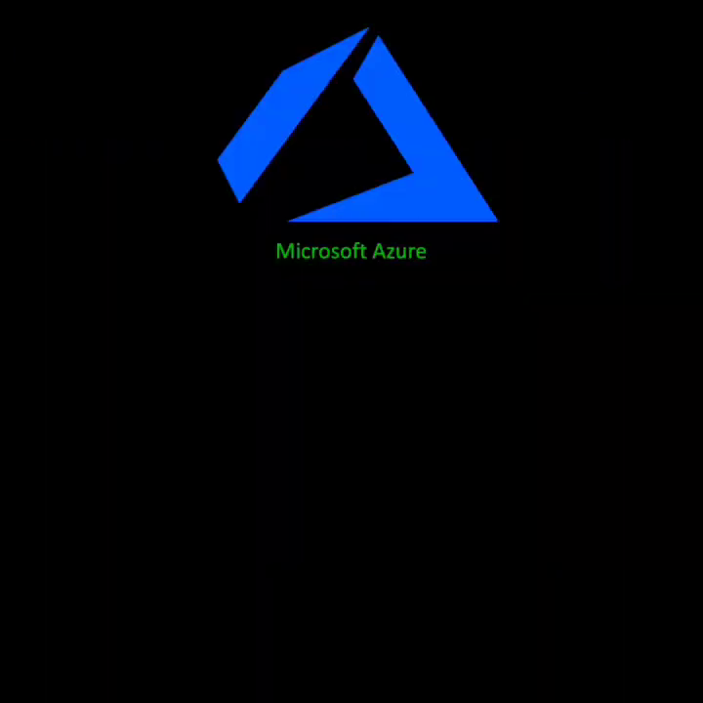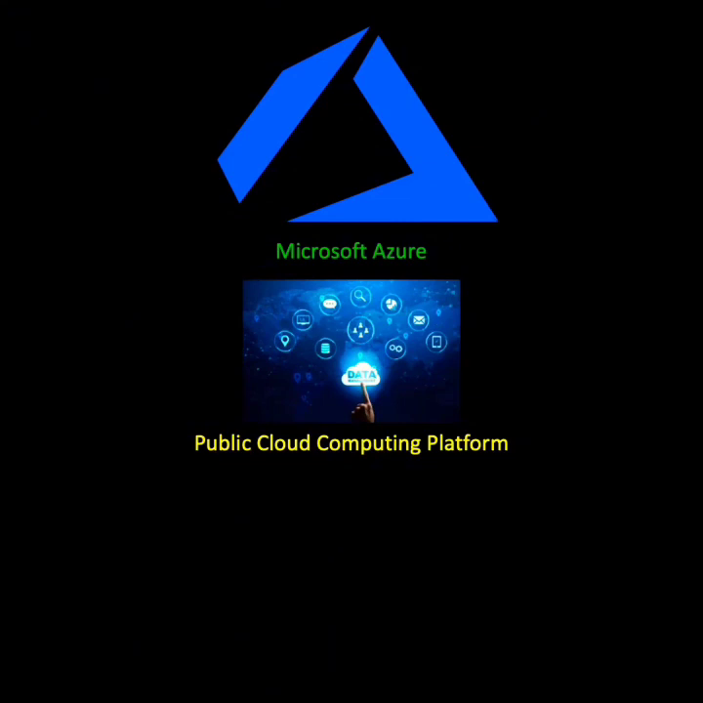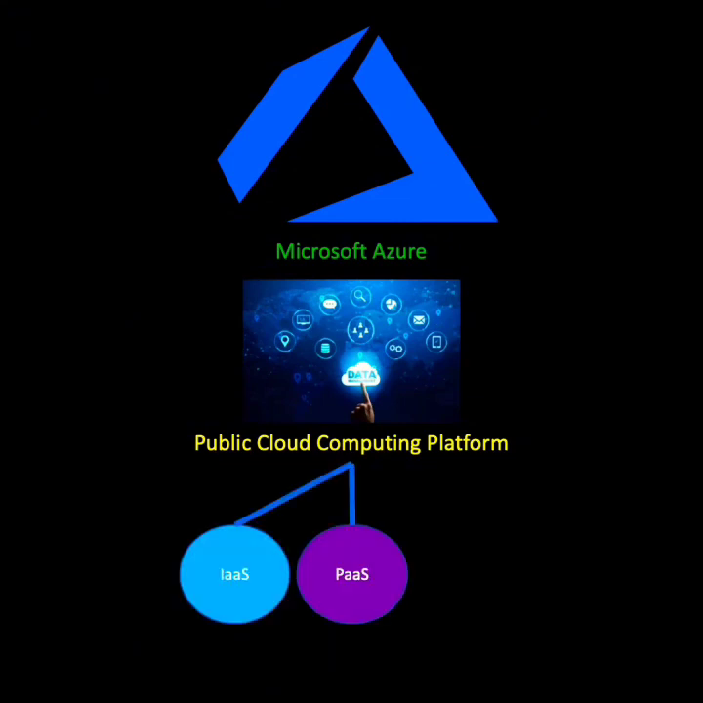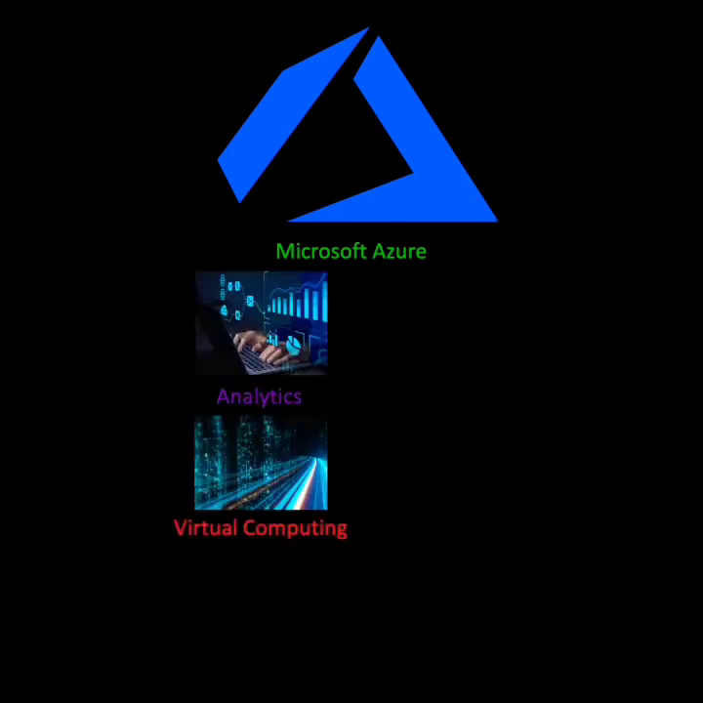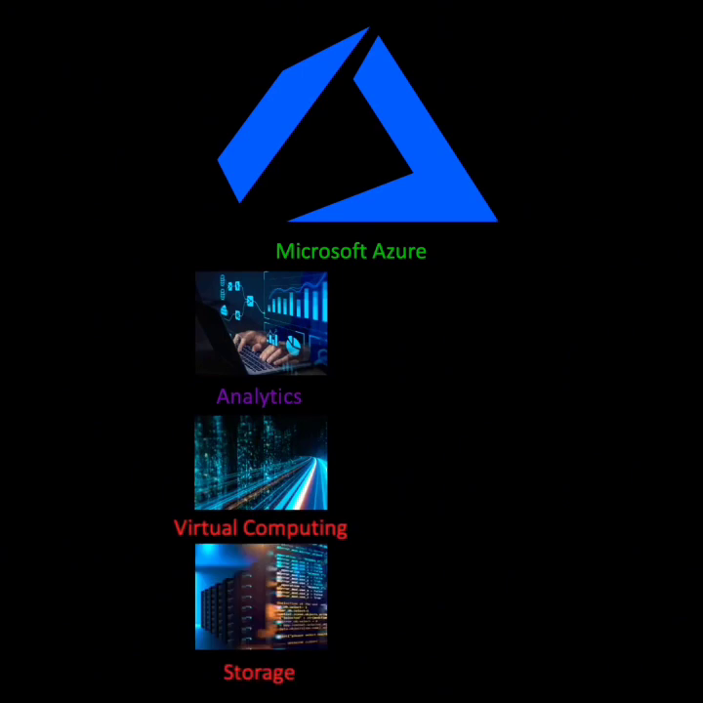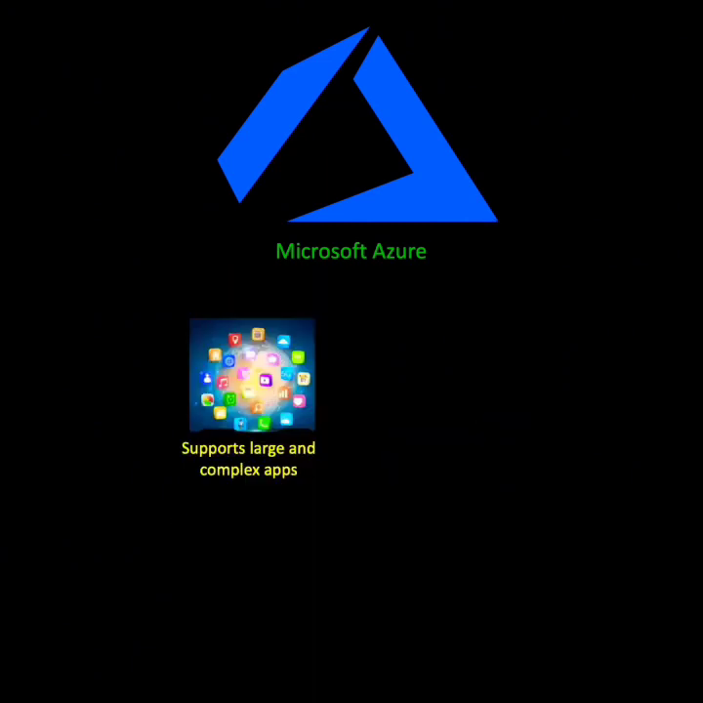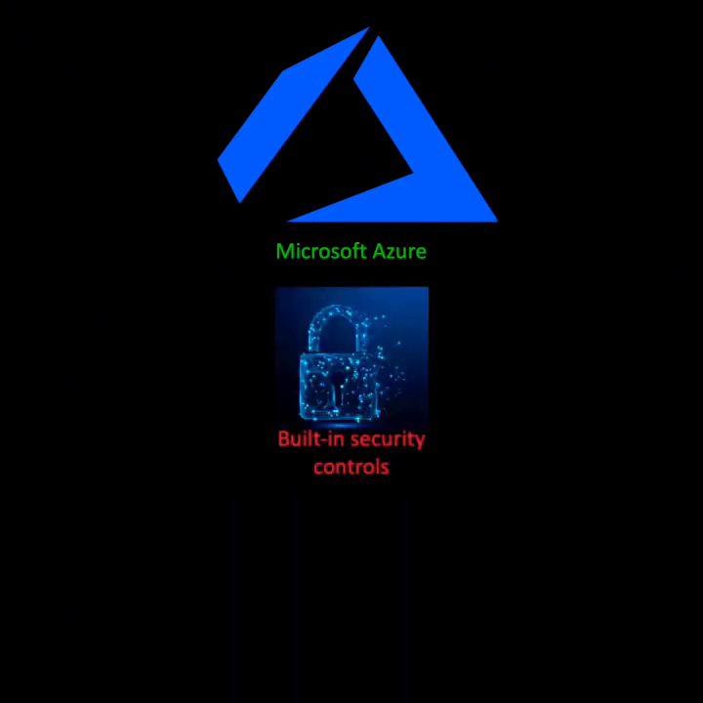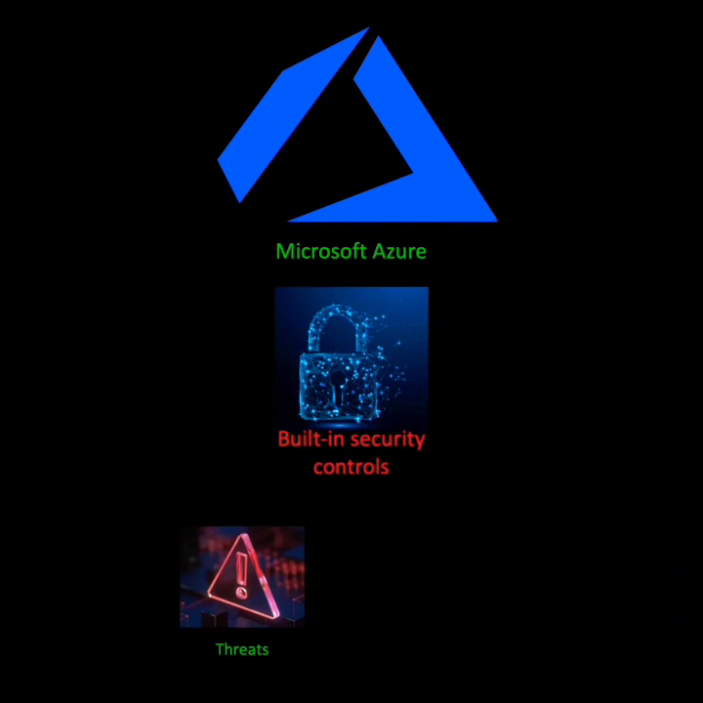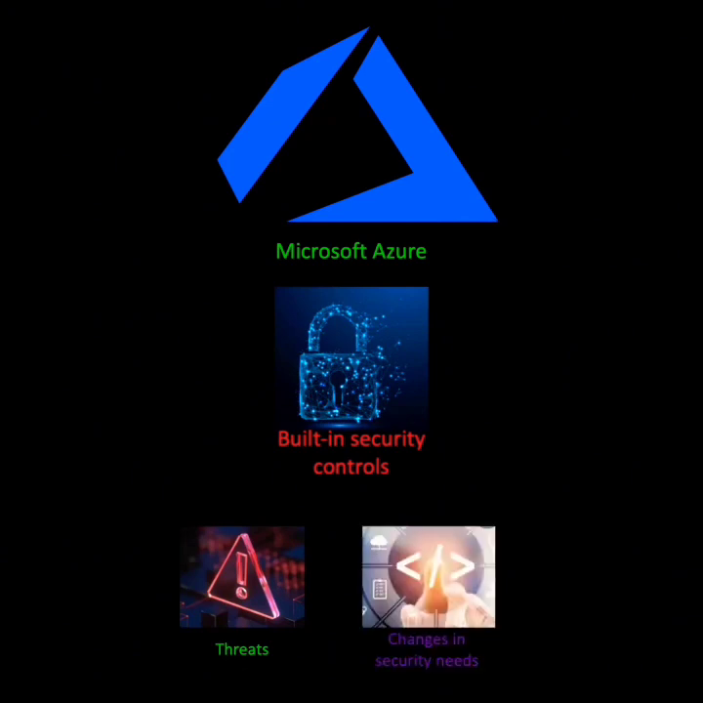Microsoft Azure is a public cloud computing platform with solutions including infrastructure as a service, platform as a service, and software as a service that can be used for services such as analytics, virtual computing, storage, and much more. It can replace or supplement your on-premise servers. Azure can support large and complex applications. Azure's continuous integration and continuous delivery will shorten your development cycles. Management tools like Azure Portal, PowerShell, and REST APIs are available to meet your needs. Built-in security controls and analytics help you respond to threats and agilely respond to changes in your security needs.